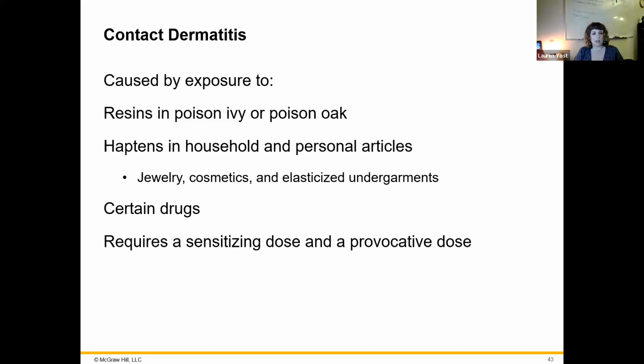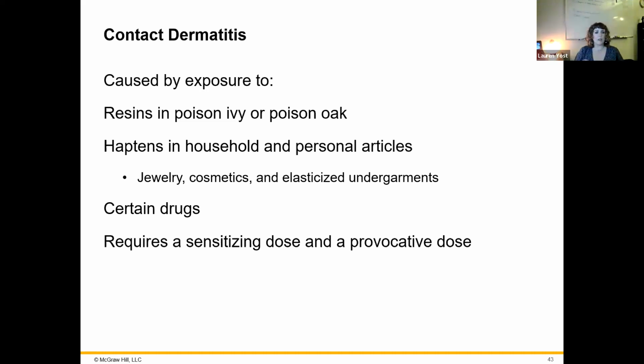Then we have contact dermatitis. This is also a type 4. We have resins in the poison ivy or poison oak. And this also includes haptens that are in jewelry and stuff like that when you're allergic to metals and elastics. I had a big issue with that for a little while. It was weird. I don't wear them anymore, but yeah.